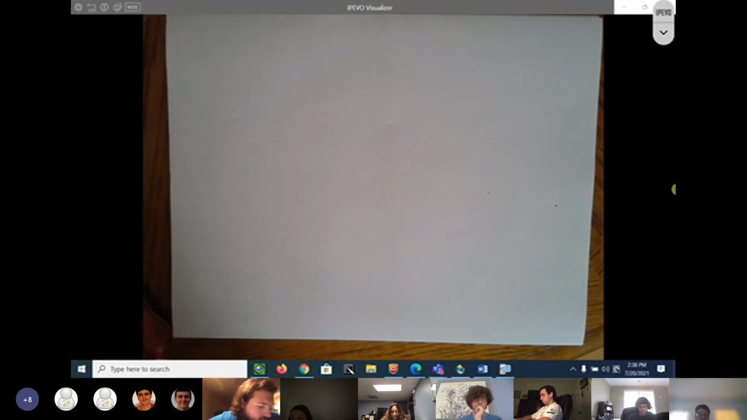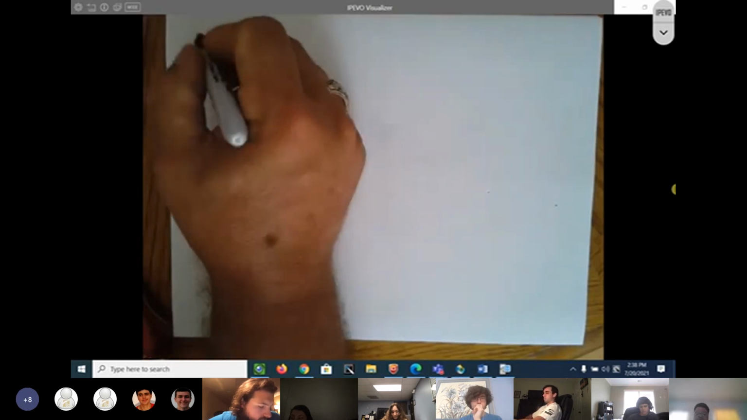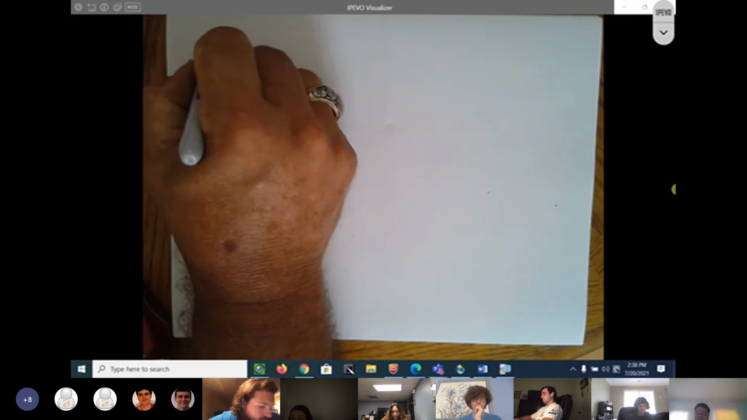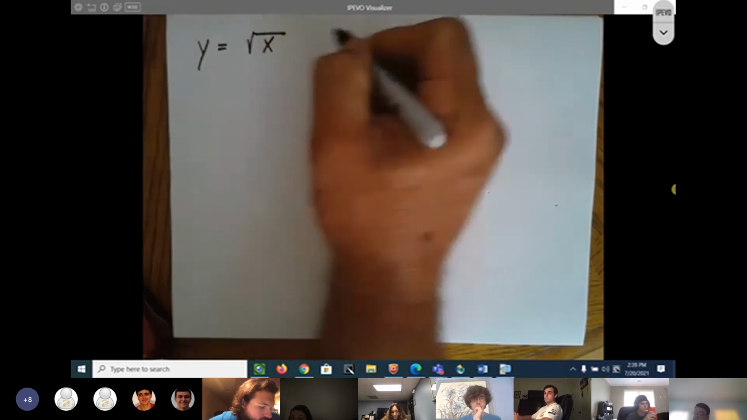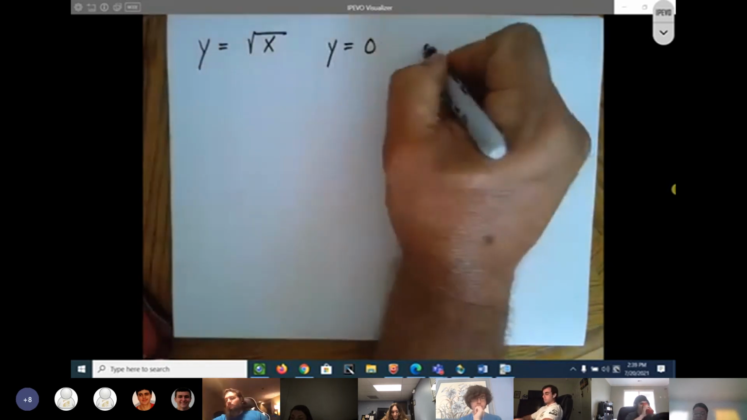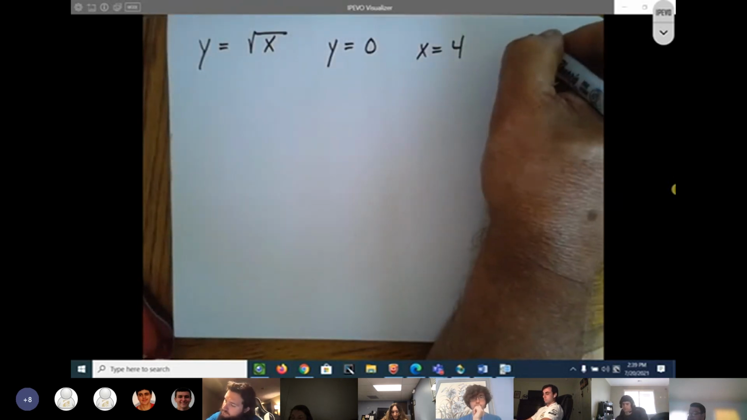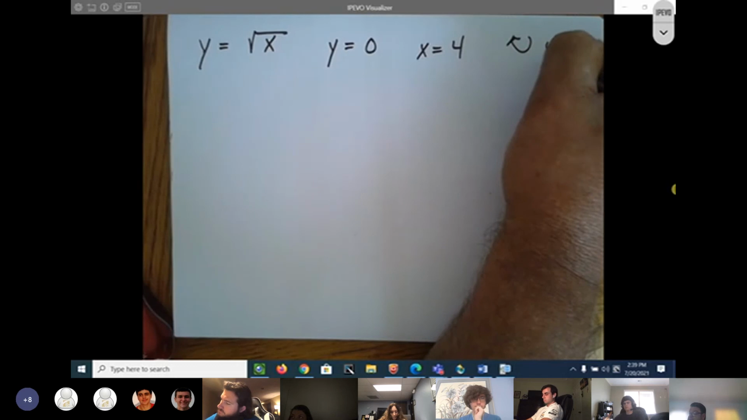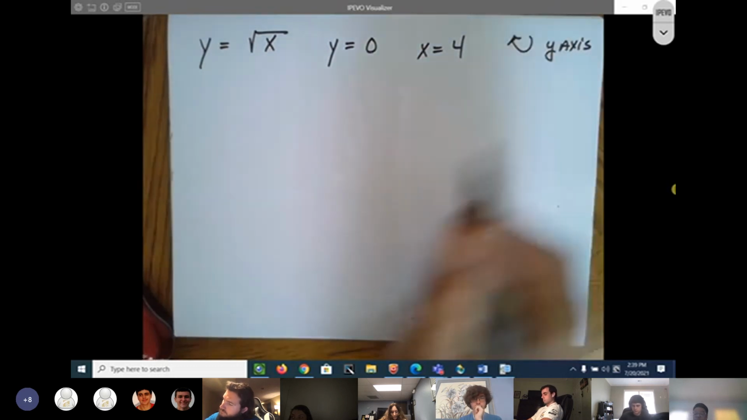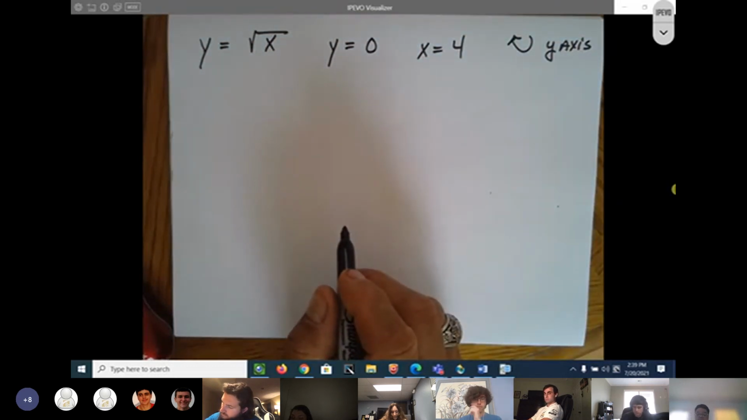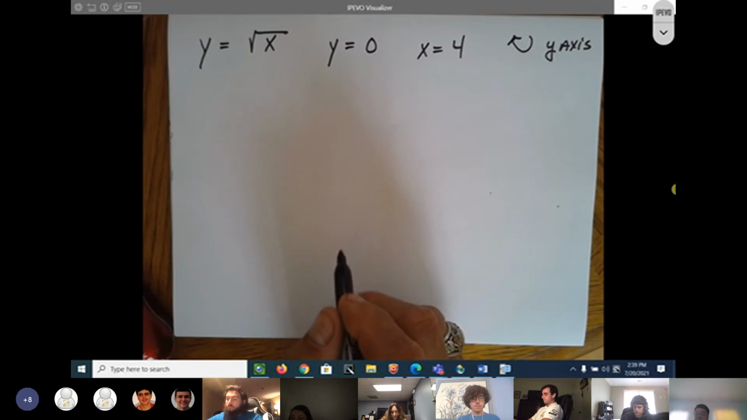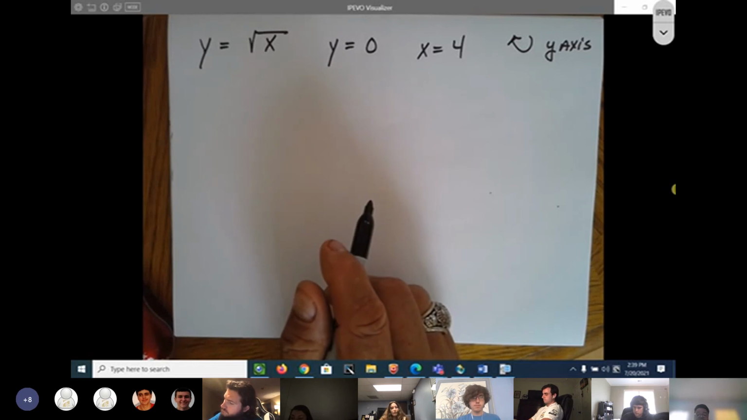All right, so here we go. We may have done this. I don't remember what we got to, but just tell me if we've done it. If not, we'll go to the next problem. Revolving around the y-axis. So that means you don't have to solve for x. Everything's in this form.